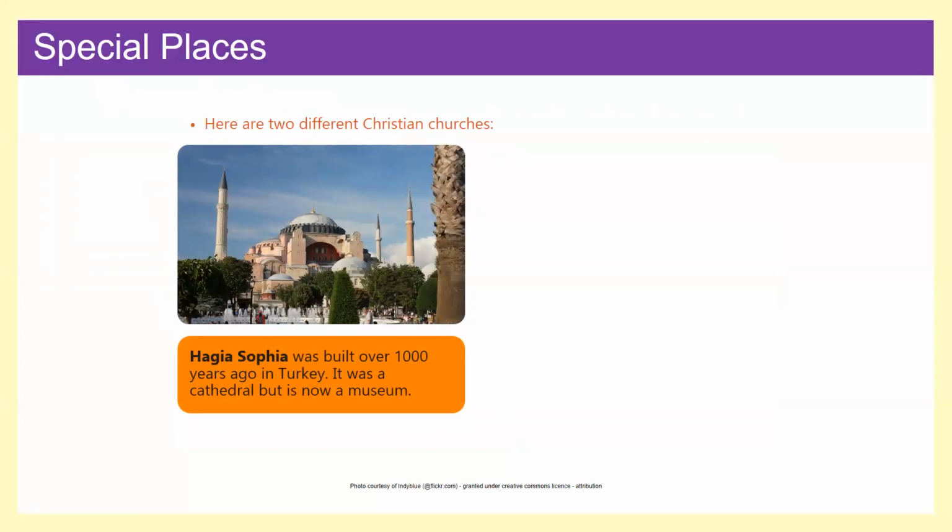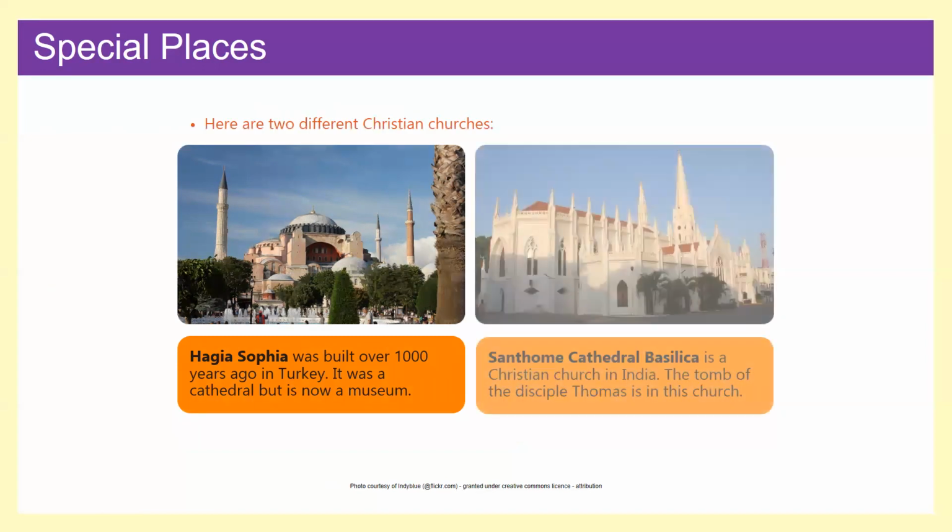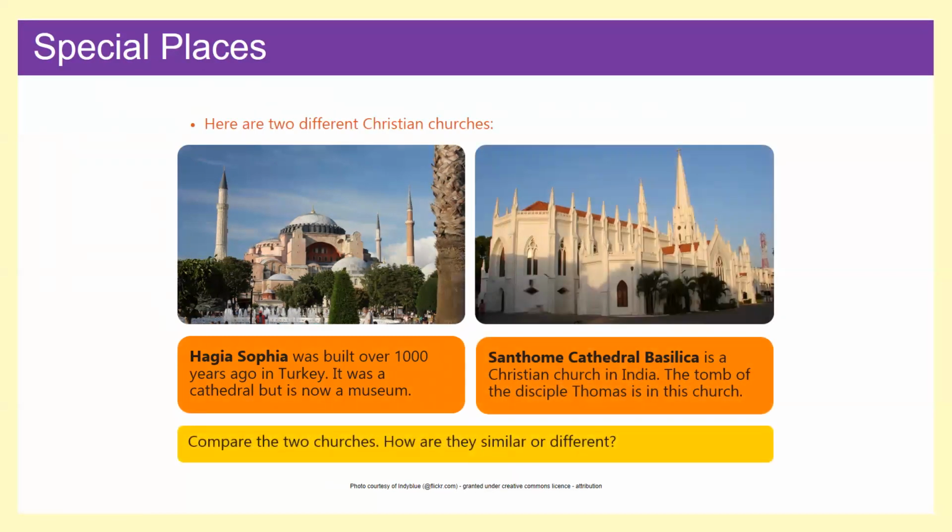Now, here are also two very different buildings. We've got the Hagia Sophia, which was built over 1,000 years ago in Turkey. It was a cathedral, but is now a museum. And this one is the Santhom Cathedral and Basilica, a Christian church in India. It's the tomb of the disciple Thomas, who is buried in this church. Again, if we look at the two churches, how are they similar and how are they different?